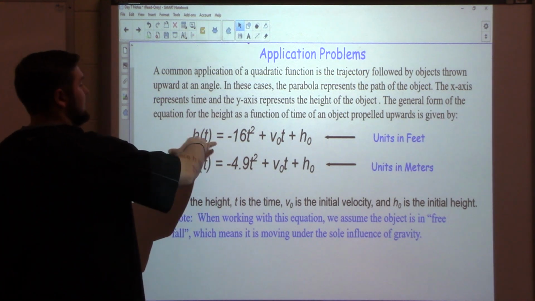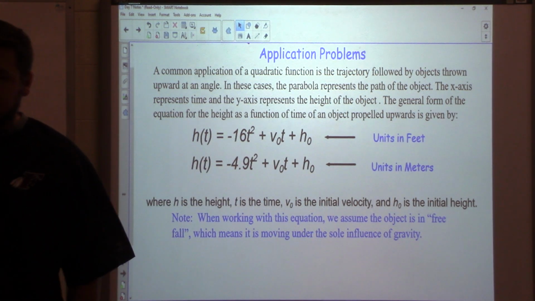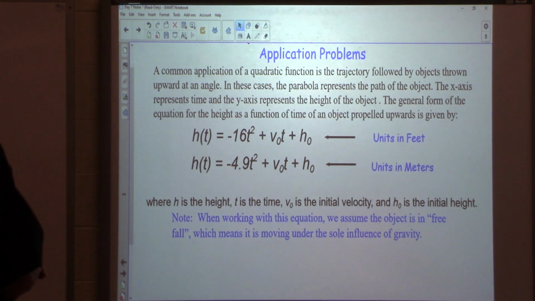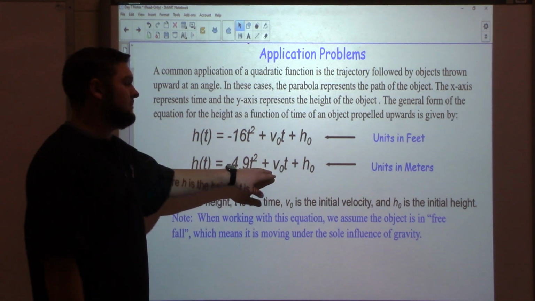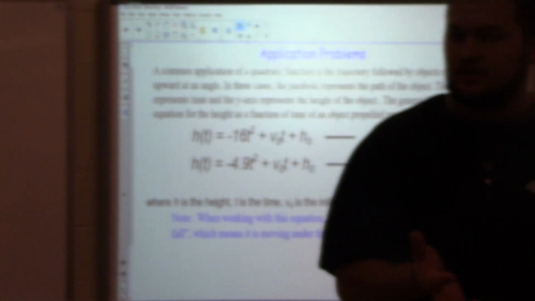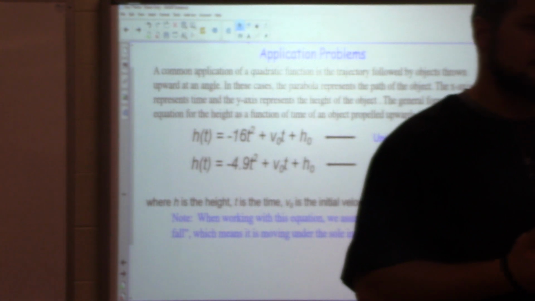So, like I said, these are our formulas. H of t equals negative 16t squared plus initial velocity times t plus initial height, if we're talking about feet. Negative 4.9t squared plus initial velocity times t plus initial height, talking about meters. No, you do not need to remember those. Any application problem we give you will either start with an equation for you or put it in. We're not expecting you to remember those formulas.